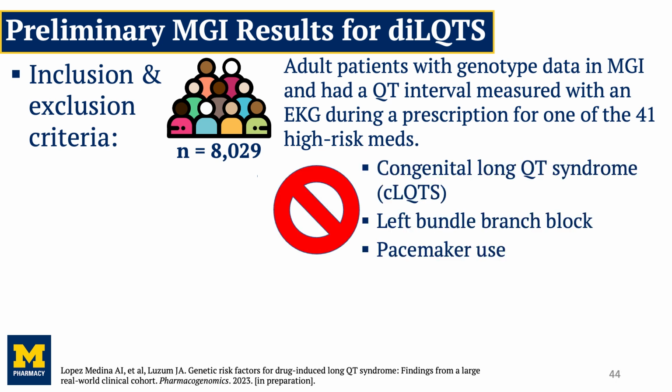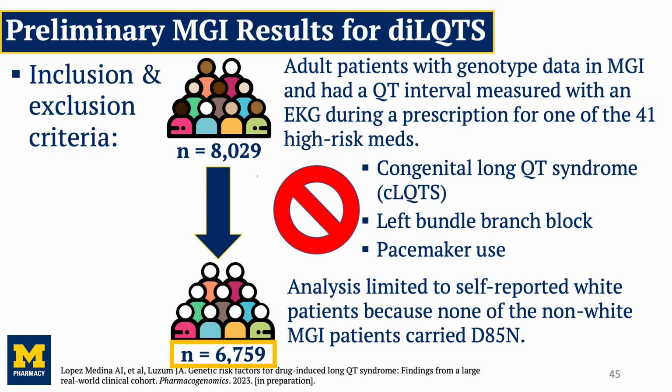She excluded patients who have congenital long QT syndrome. There are some rare genetic variants that can cause QT prolongation in the absence of any external factor. She also excluded patients who have left bundle branch block and use a pacemaker because that interferes with how you can measure QT interval. So that left a final sample size of 6,759 patients. The analysis was limited to just the patients who self-reported as white race. None of the non-white MGI patients actually carried this variant, and that makes sense for the minor allele frequency of this variant. It is more common in European ancestry and pretty rare in non-European ancestry.